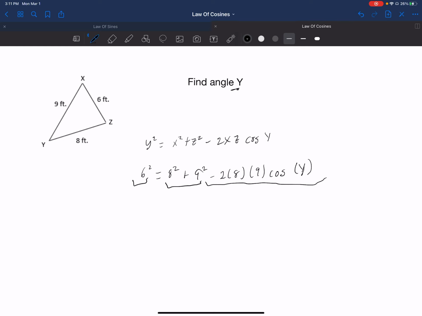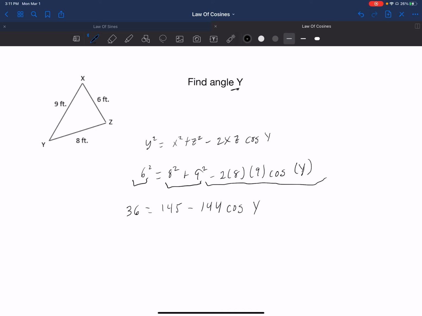So I know that 6 squared is 36. I know that 8 squared plus 9 squared is 145. And I know that negative 2 times 8 times 9 is negative 144. Don't forget your negative. The negative is part of it. So negative 2 times 8 times 9 times the cosine of y.